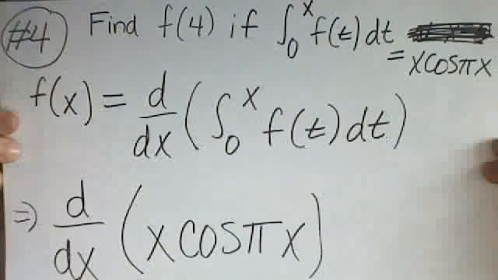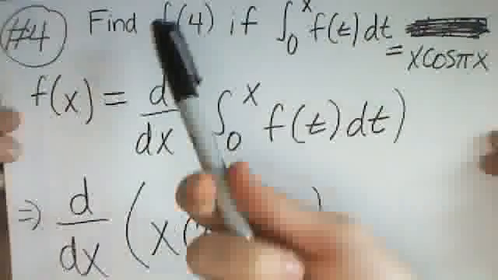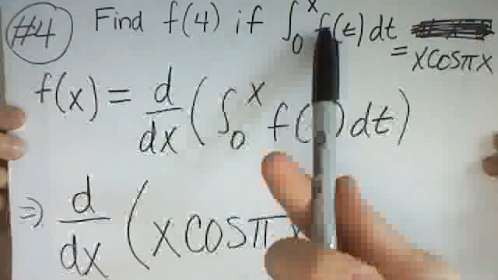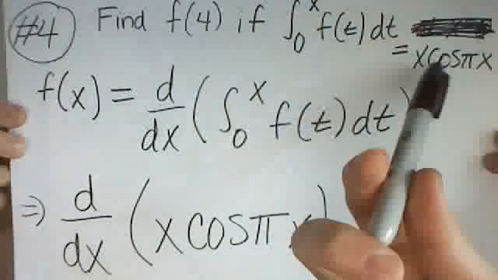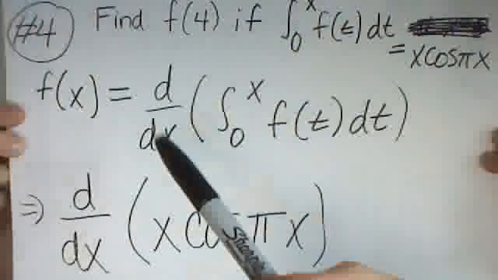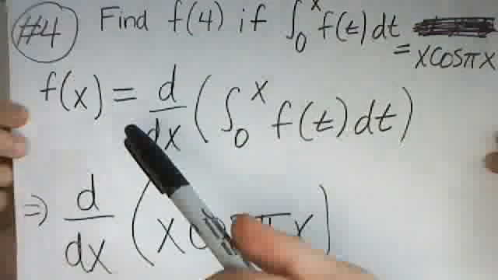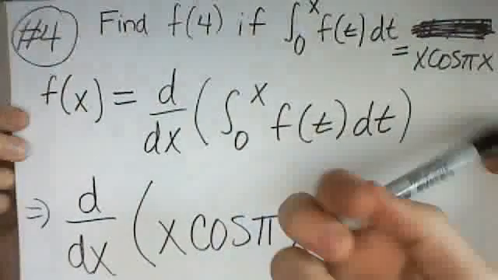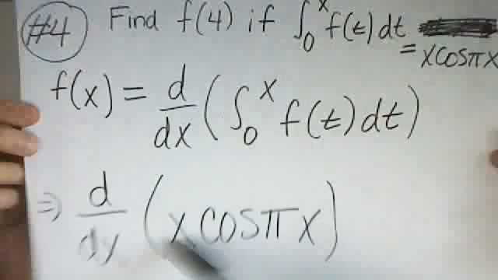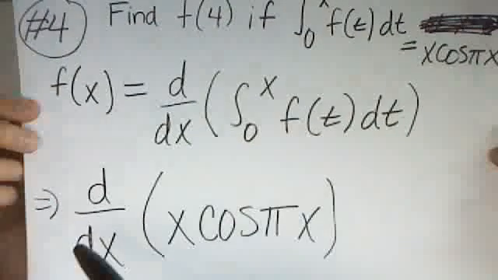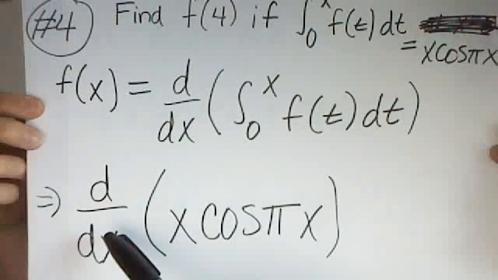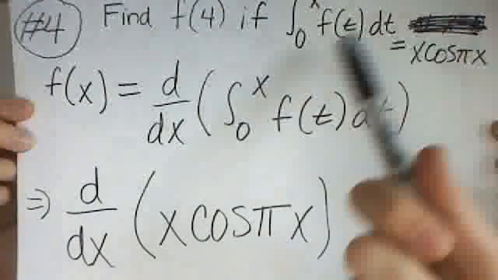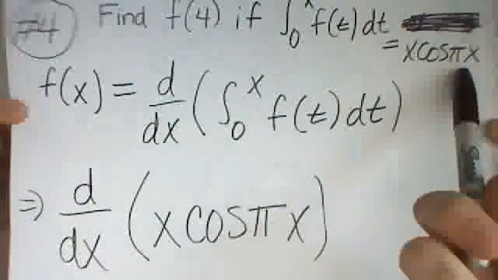Alright, so for this problem, it's asking us to find f of 4 if the integration from 0 to x of f of t equals x cosine pi x. So to start off this problem, you set f of x equal to the derivative of the integral of 0 to x of f of t, because f of x basically equals this whole chunk right here. So now you're going to solve for this part. You're going to take the derivative of x cosine pi x, because they stated that the integral of that was that, so we basically have an answer to that, and we just plug it in here.